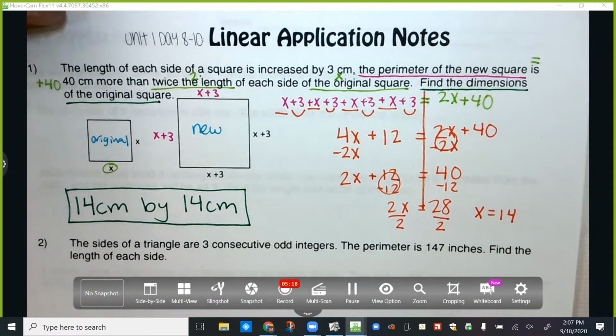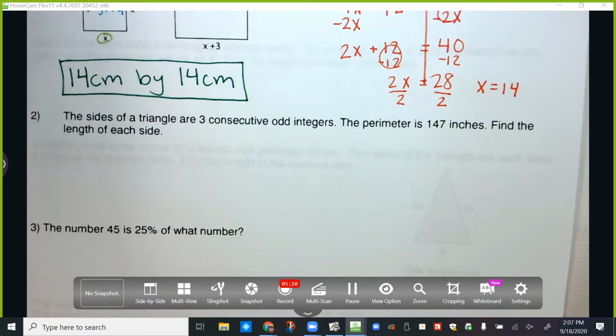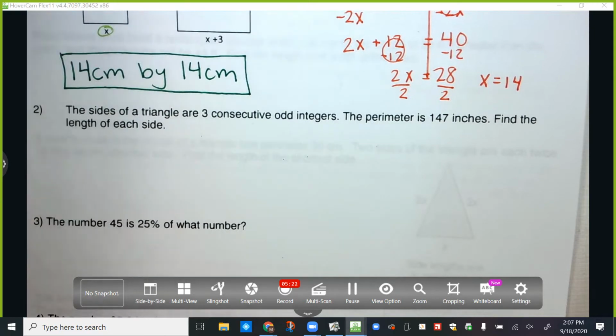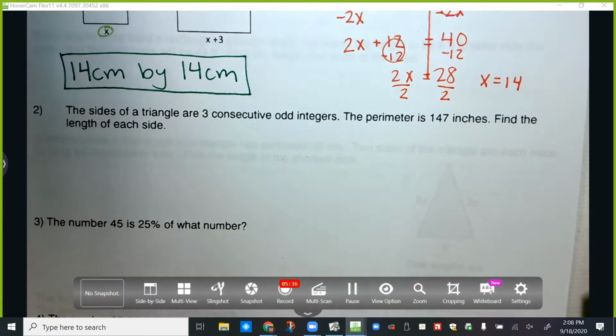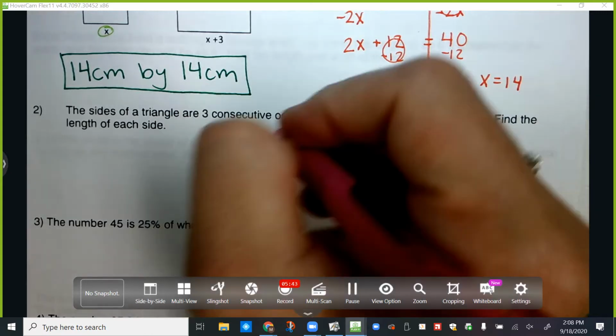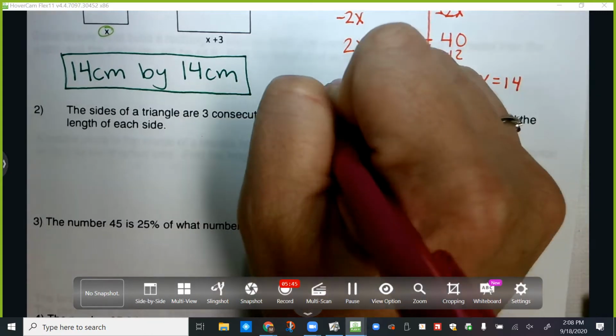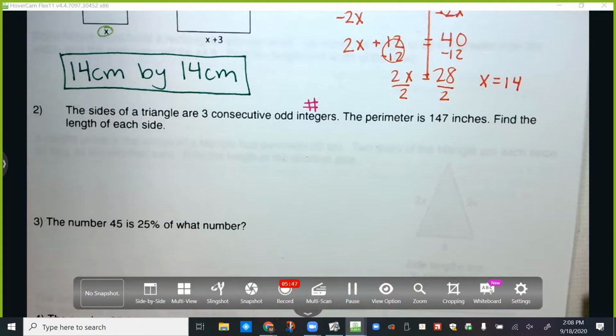Okay, so let's look at the next one. The next one says the sides of a triangle are 3 consecutive odd integers. We're going to talk about a couple things here. What does consecutive mean? Like in a row. Yeah, back to back. I like saying back to back. So what are integers? Do you know what the fancy word integers just means? Positive and negative numbers. Just numbers. So it's just a number.